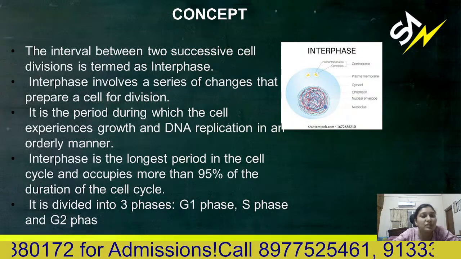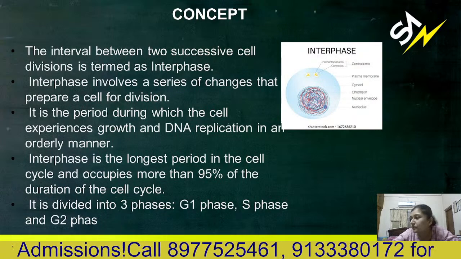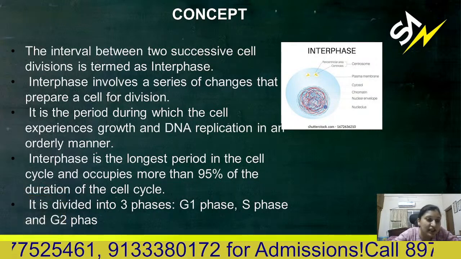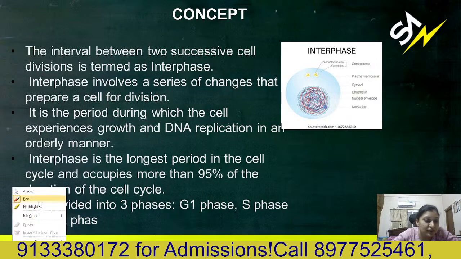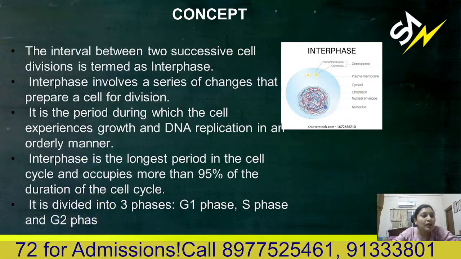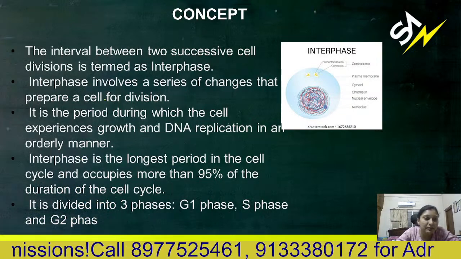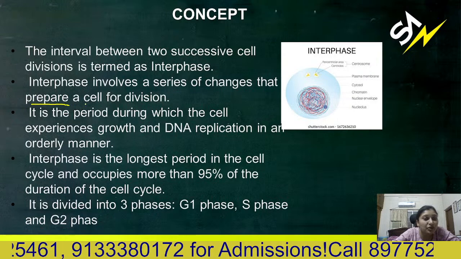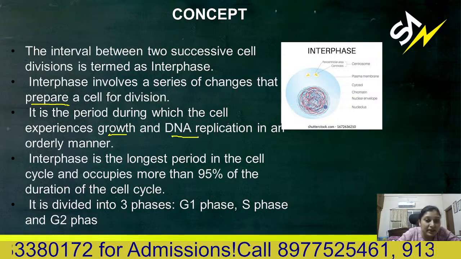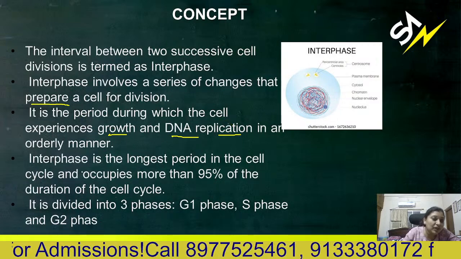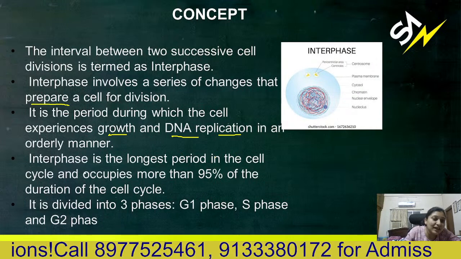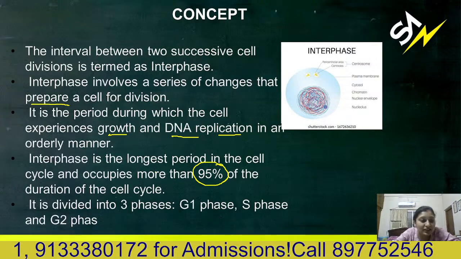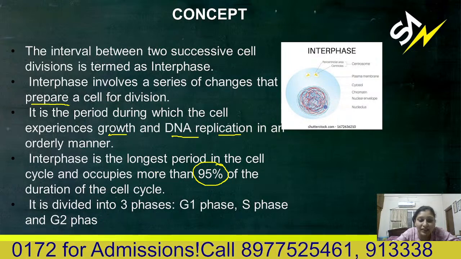The interval between two successive cell divisions is termed interphase. Between one cell division and the next cell division, whatever interval is there, it is called interphase. That's why the name itself says interphase. Interphase involves a series of changes that prepare the cell for division. It is a period during which the cell experiences growth and DNA replication in an orderly manner. Interphase is the longest period in the cell cycle, occupying more than 95% of the duration of the cell cycle. It is divided into 3 phases: G1, S and G2 phase.